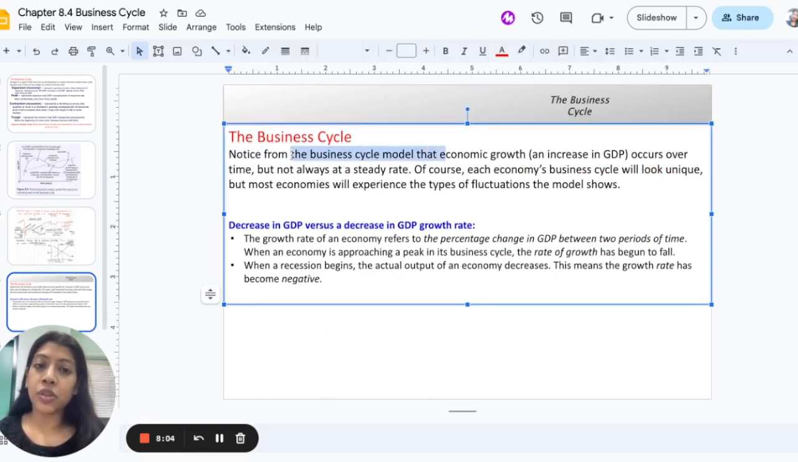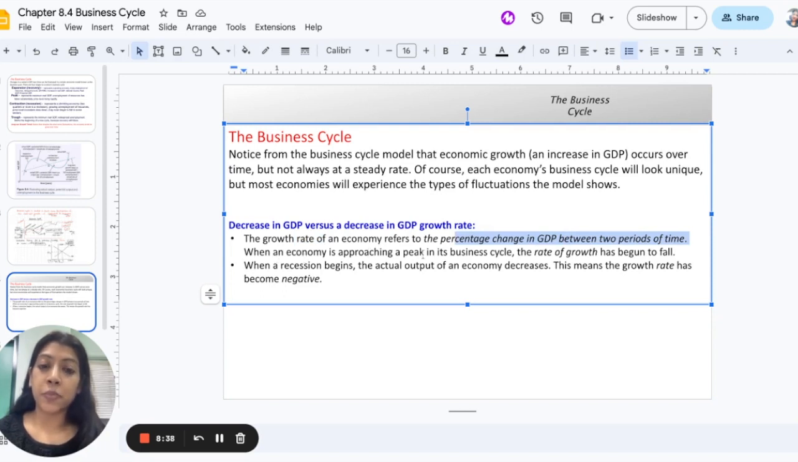Notice from the business cycle model that economic growth, that is an increase in GDP, occurs over time, but not always at a steady rate. It will be very different for every economy because every economy experiences these fluctuations, but to different degrees. We will come back to this, but remember there's a difference in the decrease in GDP versus the decrease in the GDP growth rate. The growth rate, whenever you see the word rate, honestly, it's just a percentage. So the growth rate is the percentage change in GDP between two periods of time.